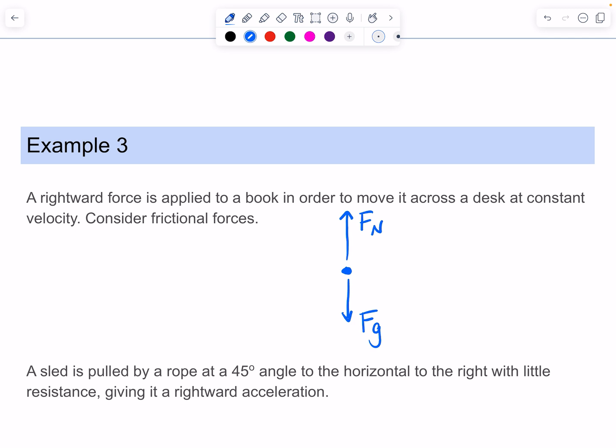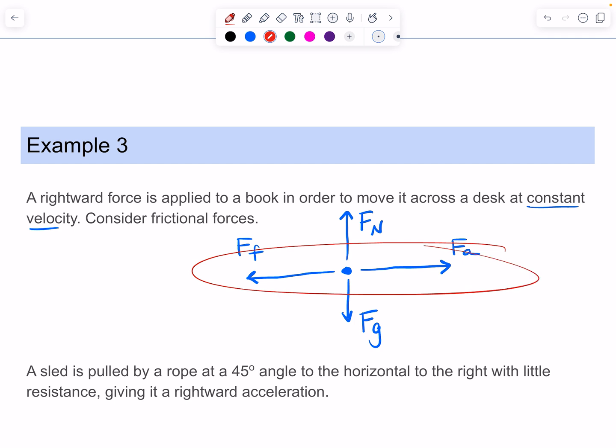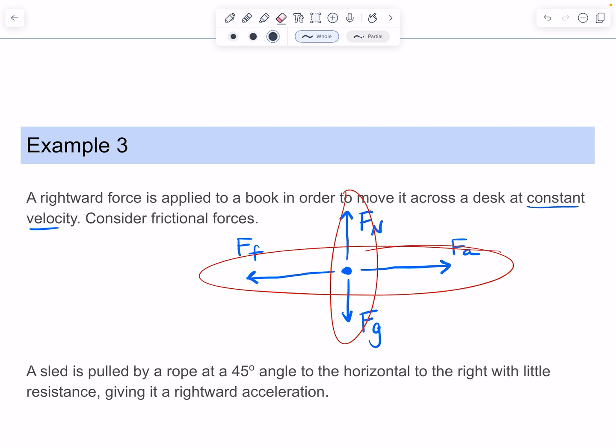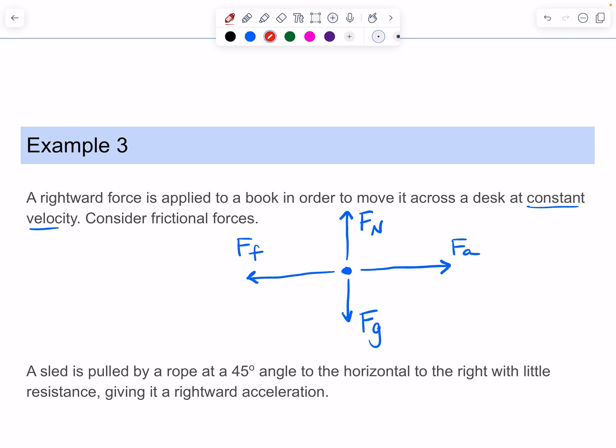A rightward force is applied to the book, but because it's moving at a constant velocity, I know that the frictional force has to be the same magnitude, but in the opposite direction. Now you'll notice that my horizontal arrows are not the same length as my vertical arrows. Doesn't matter. It's just these two arrows have to be equal and opposite, and these two arrows have to be equal and opposite if the object is at rest or moving at a constant velocity.